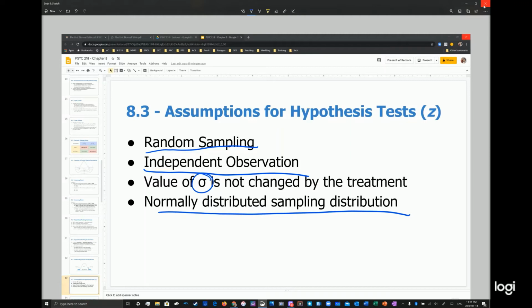So these assumptions could be violated, and if enough of them are violated, even if it's just one, if that assumption is really violated, you might not be able to do the hypothesis testing in the first place. But for this course and this chapter, we're going to say these assumptions are not violated. We can assume random sampling, we can assume independent observations, we can assume that the population standard deviation doesn't change by the treatment, and we can assume that the sampling distribution is normally distributed. Then we just conduct the test.